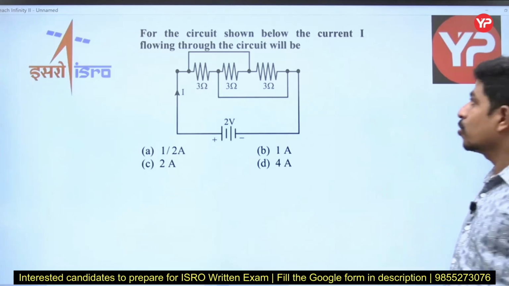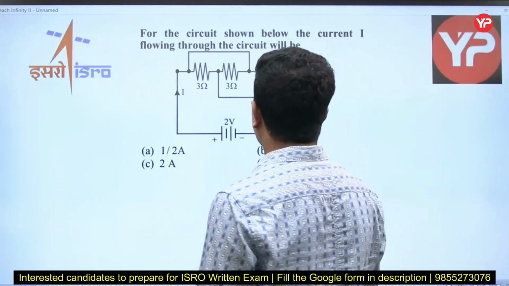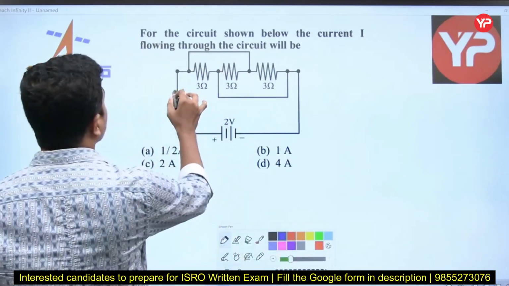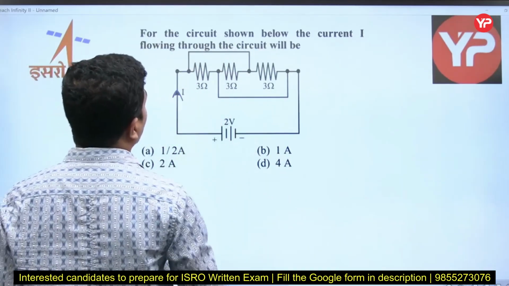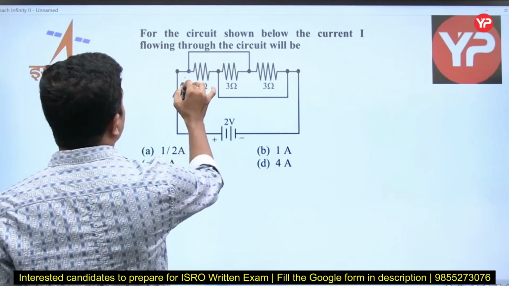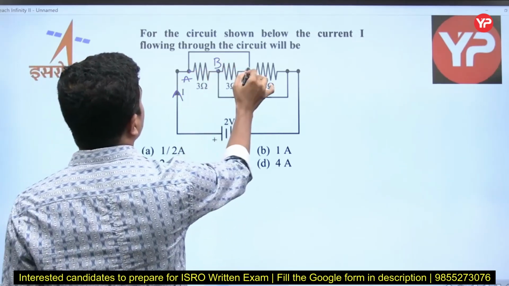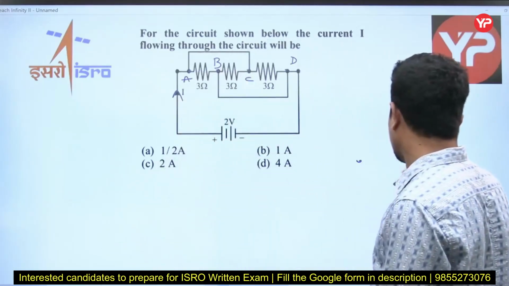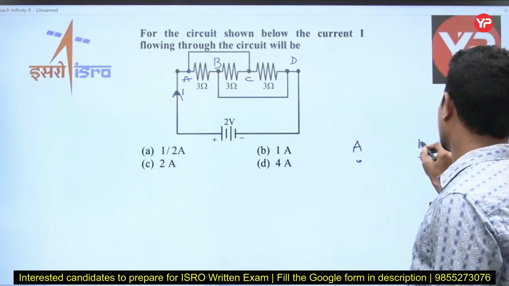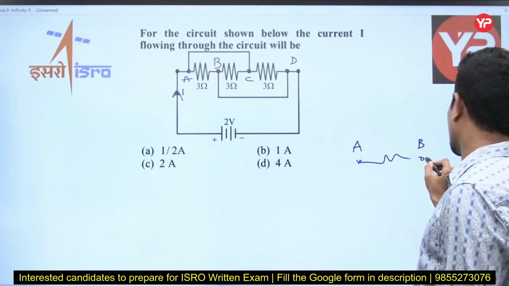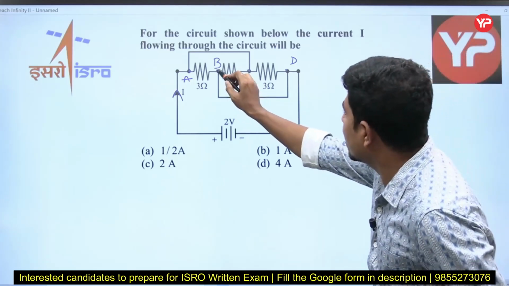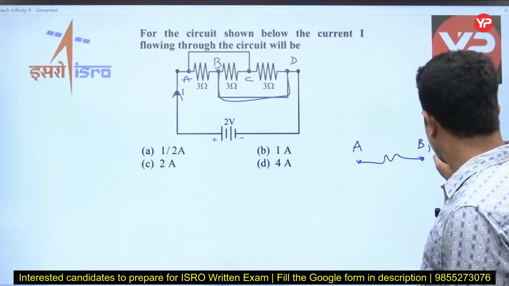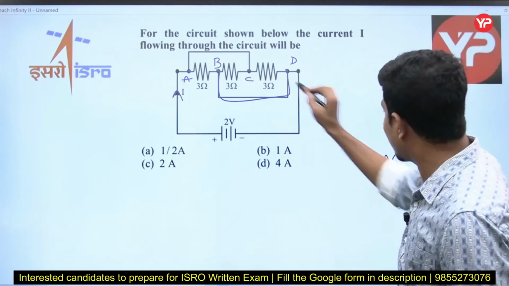For the circuit shown below, the current I flowing in the circuit will be... he's asking about the current I. Now if you draw it carefully, this is A, this is B, this is C, this is D. Total 4 points are taken. Between A and B 3 ohms is there. But B and D, both the points are same, and in the same way, A and C both are same.